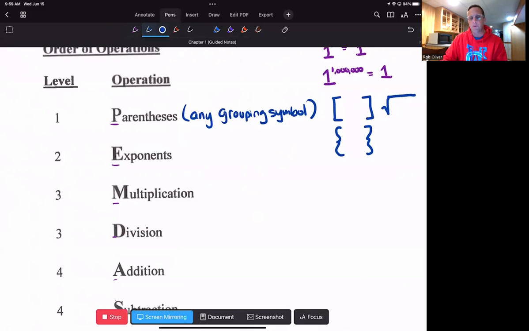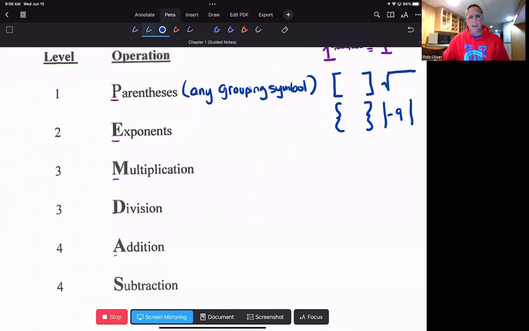Radical sign, square root. That's a type of grouping symbol. You have absolute value. Those two vertical lines, like you might have the absolute value of -9. So any type of grouping symbol that groups up pairs of numbers or groups of numbers is your first order of business that you need to solve, which is to do that first.